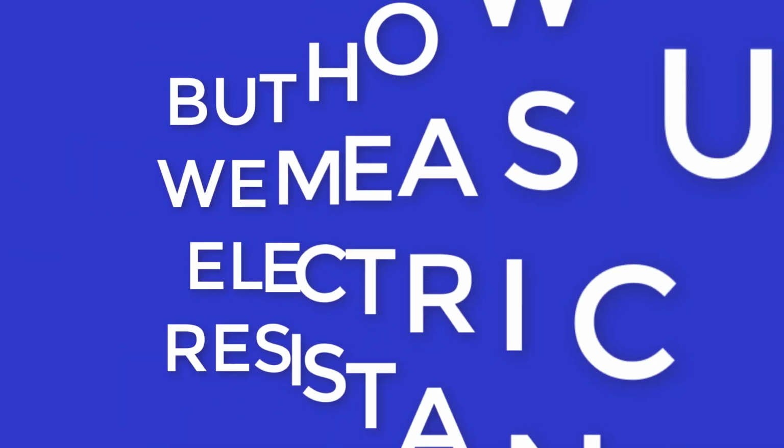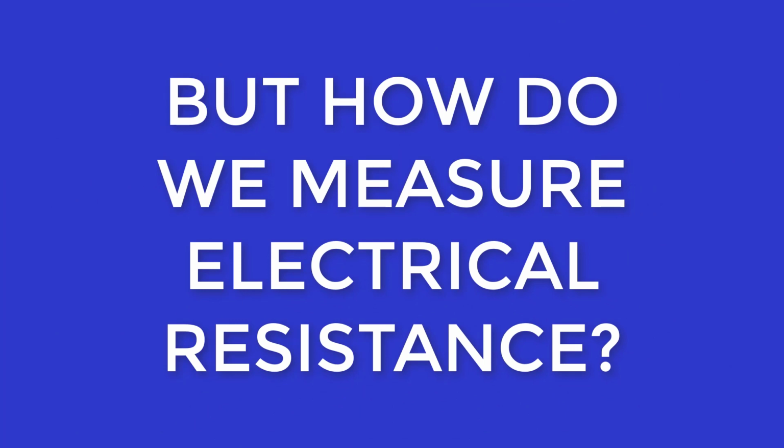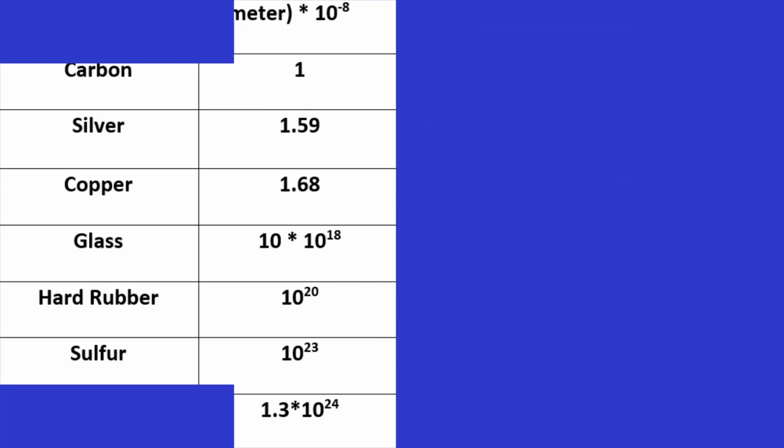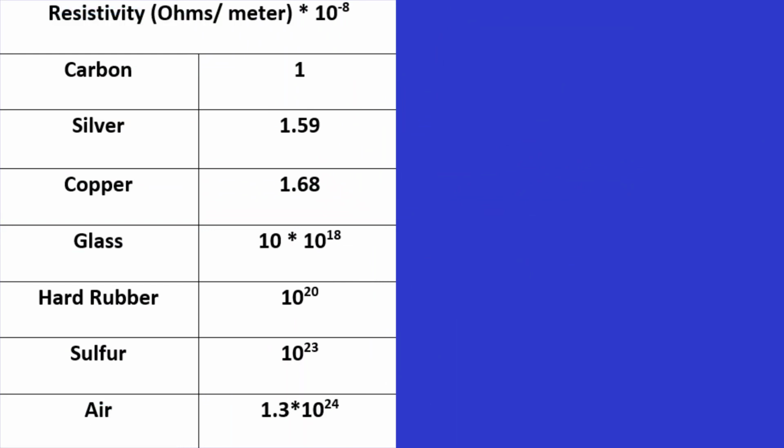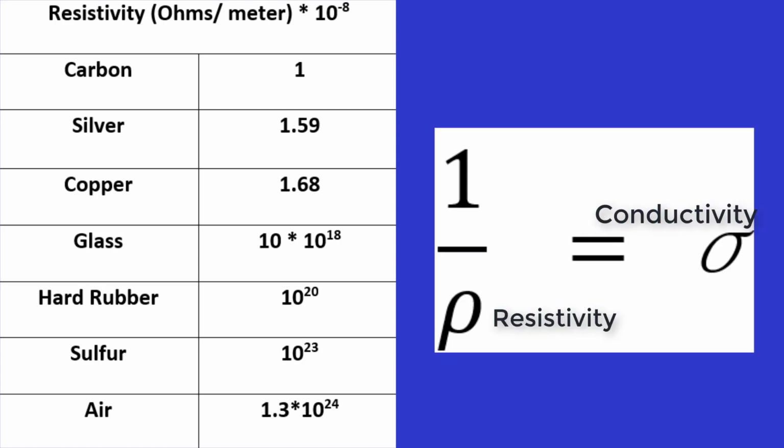So now we understand a little bit more about what electrical resistance is, but how do we measure it? Every material has what scientists call a coefficient of resistivity, as shown here in this chart. This is just to show how resistive to current flow a material is. The higher the coefficient of resistivity, the more resistive it is. An important side note to make here is that the inverse of resistivity is conductivity, or the ability of a material to conduct electricity. This shows that conductivity is inversely proportional to resistivity. As resistivity goes up, conductivity goes down by a proportional amount, and vice versa.